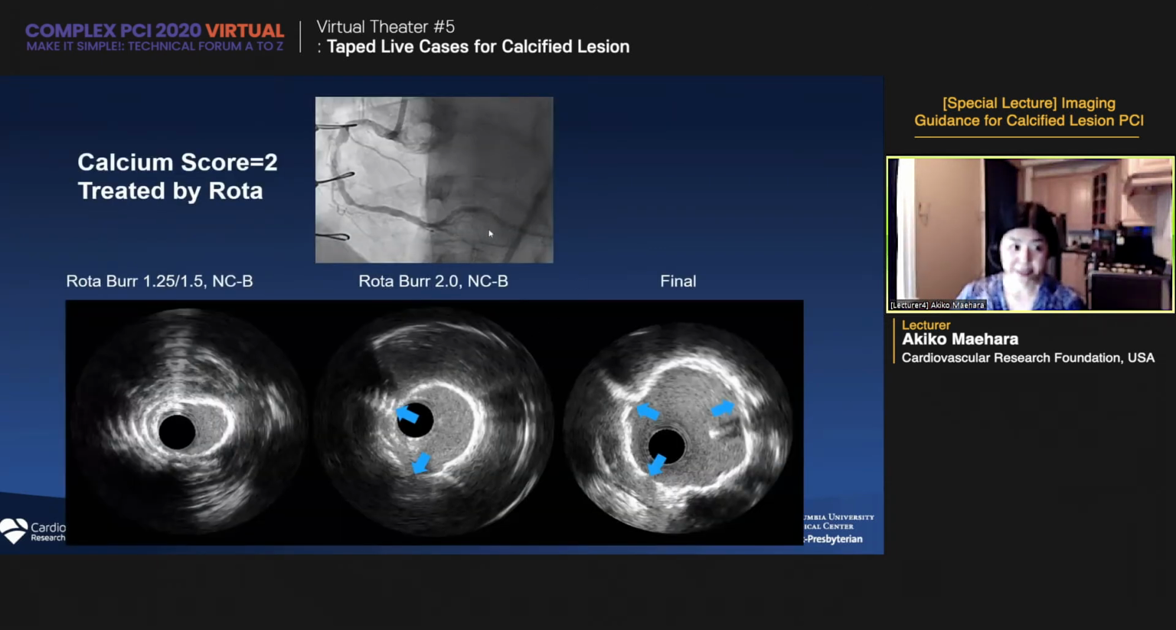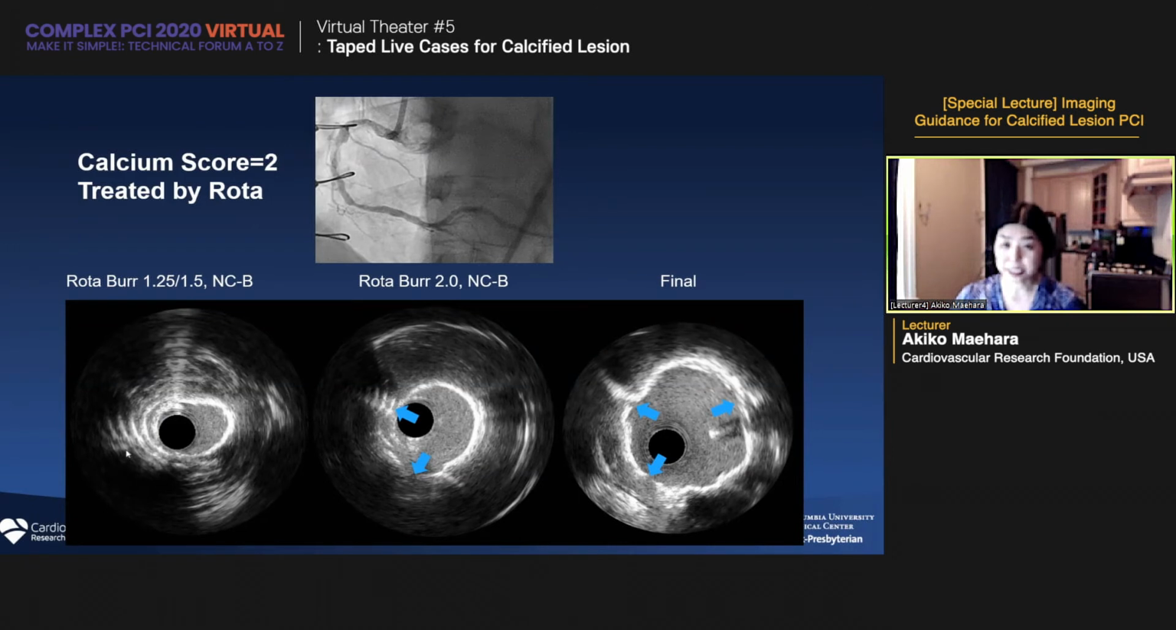And this is a case example, calcium score 2, based on long, big calcium and circumferential calcium. And we couldn't do IVUS for this case before the treatment. First, rotablator 1.25 and 1.5 and a non-compliant balloon were performed. This is the IVUS picture after this treatment. And you can see the site of the IVUS indicating the place where the rotablator had effect.